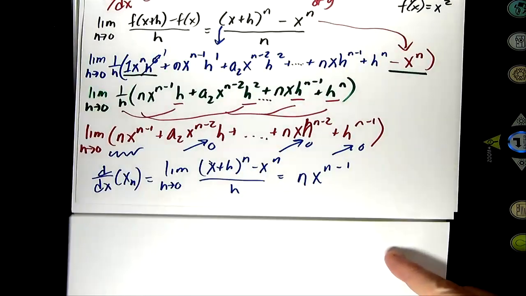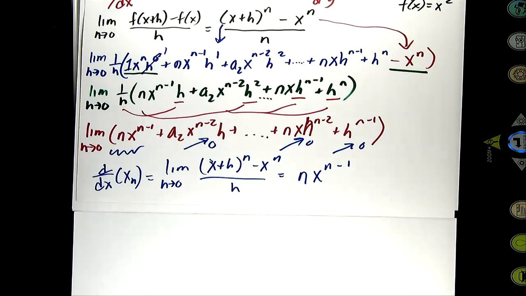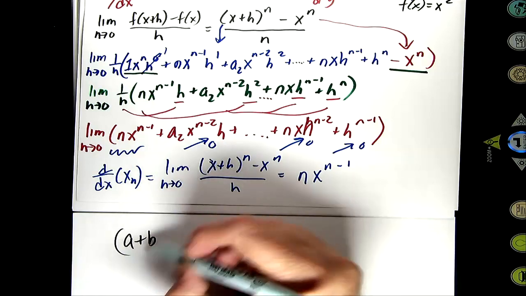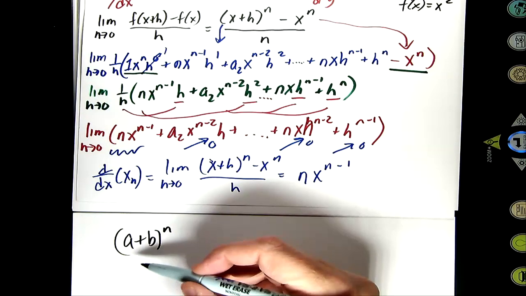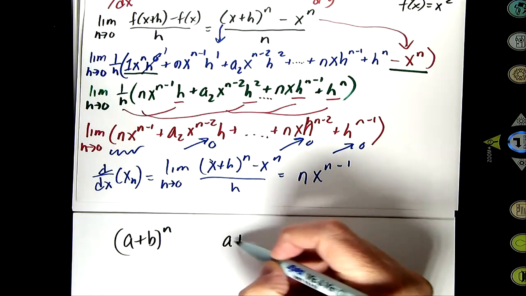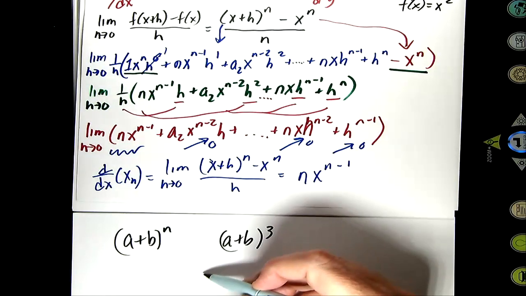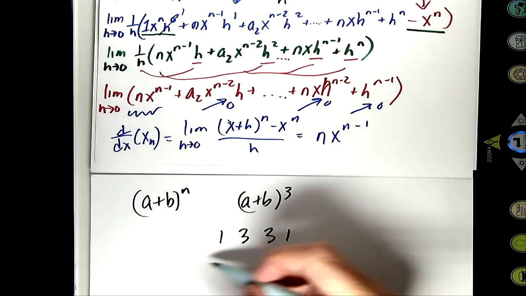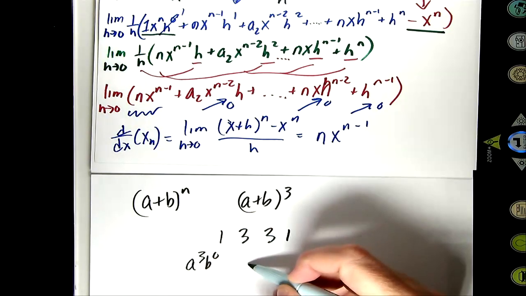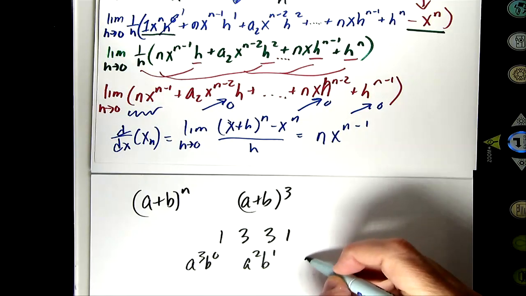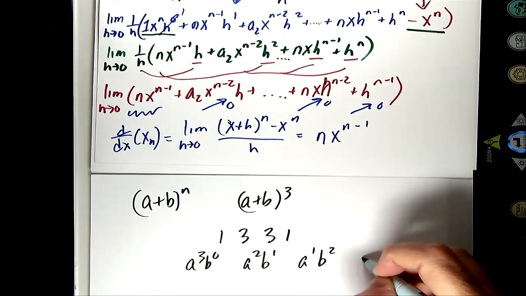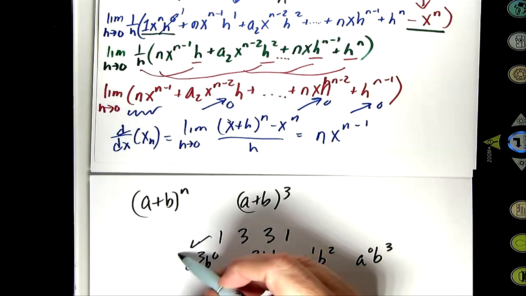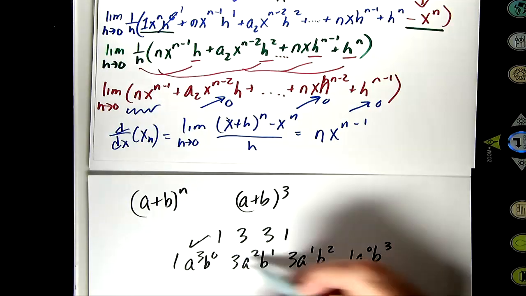Let me try to line it up a little bit better down here. So if it's (a plus b) to the n power, for any given, like (a plus b) cubed, the row when you do the pyramid is 1, 3, 3, 1. So what I'm going to do is write a cubed b to the 0, a squared b to the first, a to the first b squared, and a to the 0 b to the third. And then I'm just going to put these coefficients 1, 3, 3, and 1 and add them together.